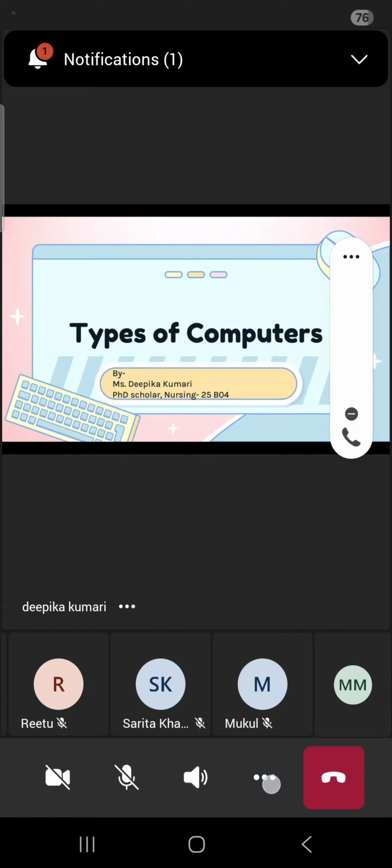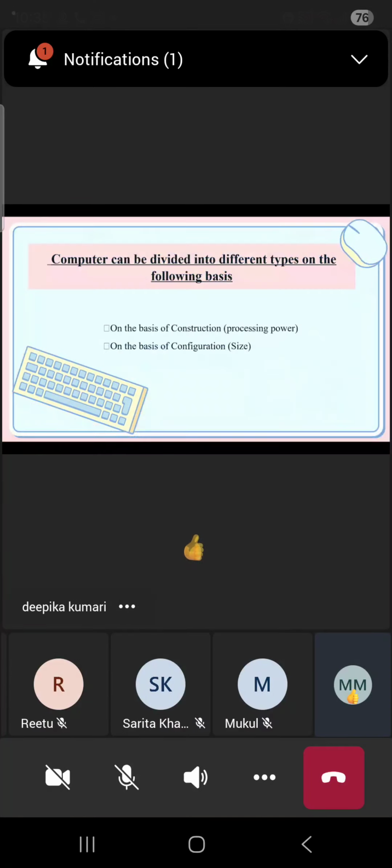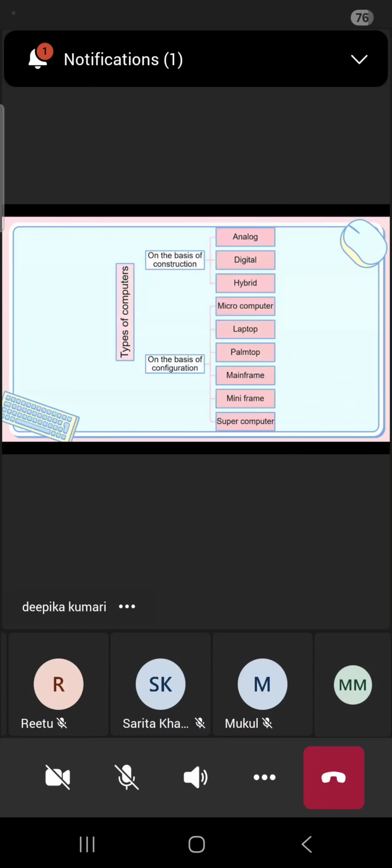So yesterday we started with the topic types of computer. Types of computer are divided into different types on the following basis: on the basis of construction, that is the processing power, and on the basis of configuration, that is size. On the basis of construction, the types are analog computer, digital computer, and hybrid computer. Whereas on the basis of configuration, that is the size, we have microcomputer, laptop computer, palm top, mainframe, mini frame computer, and the supercomputers.